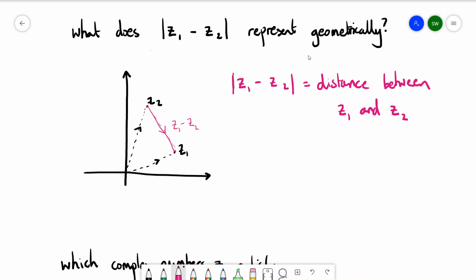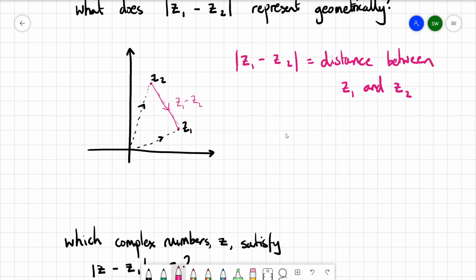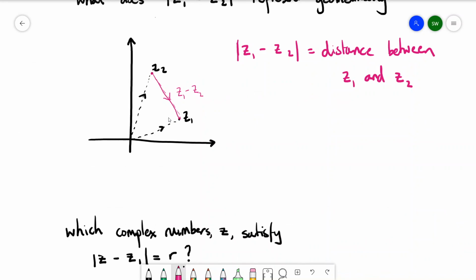I should probably say that it's a little bit misleading putting this vector here and labeling it as Z1 minus Z2. Obviously the position of a vector doesn't matter, but if you worked out Z1 minus Z2, it would actually be a point on the Argand diagram which is there. So Z1 minus Z2 is actually a point on the Argand diagram there. But to help us think about this situation with vectors, we can think about that as being the vector that goes from Z2 to Z1.